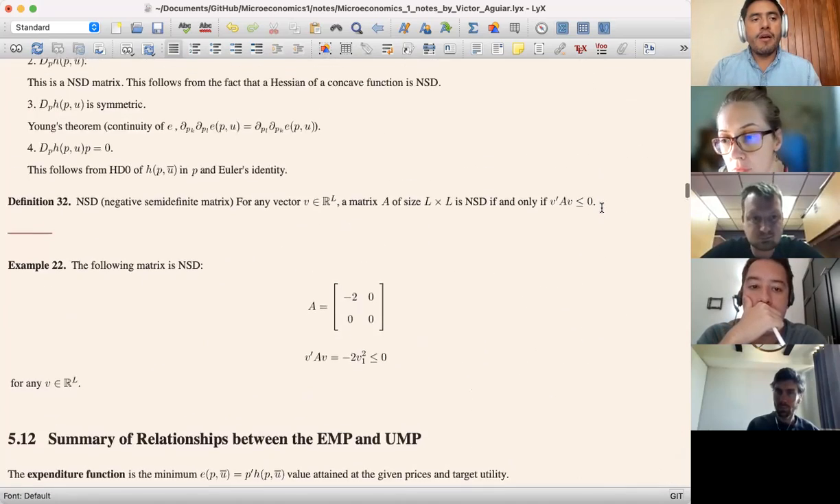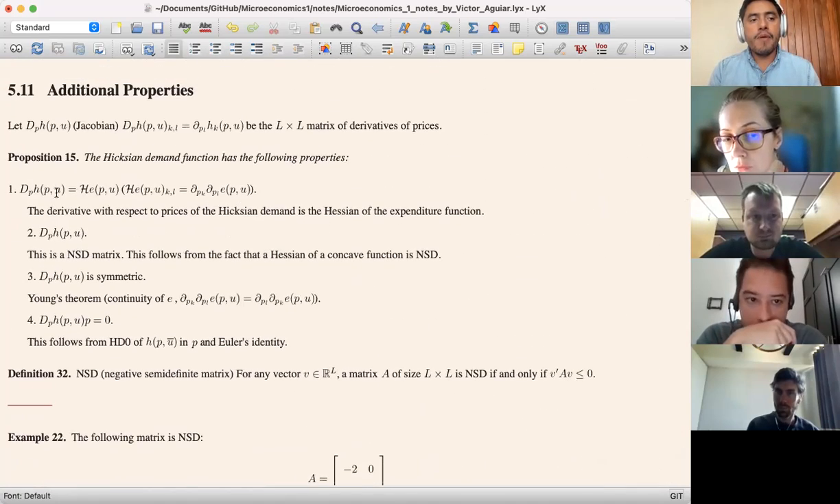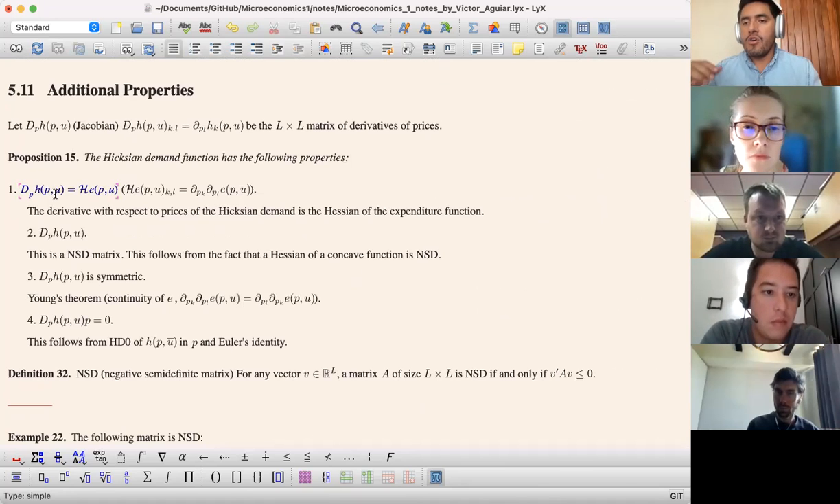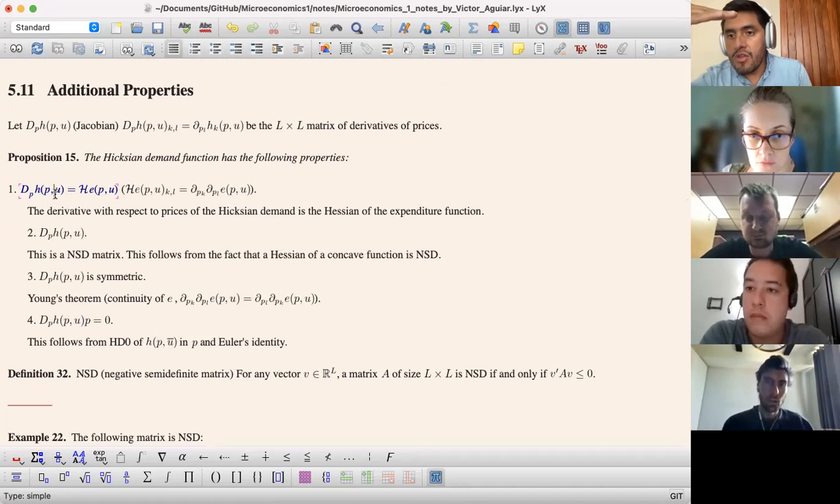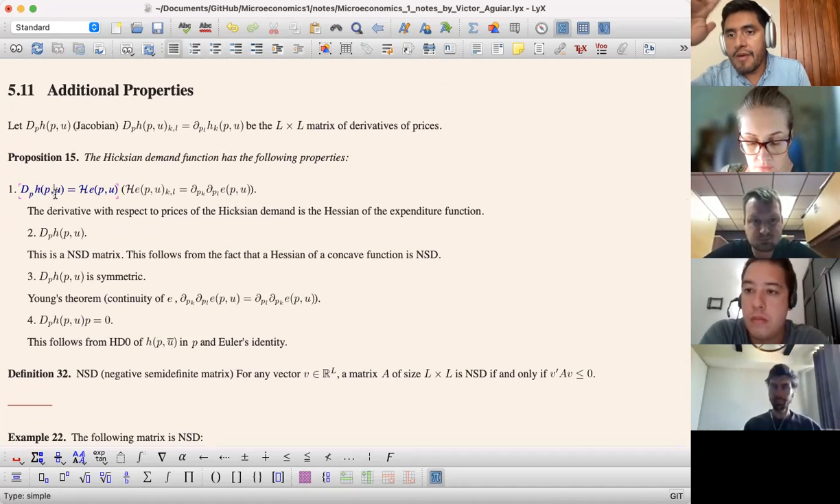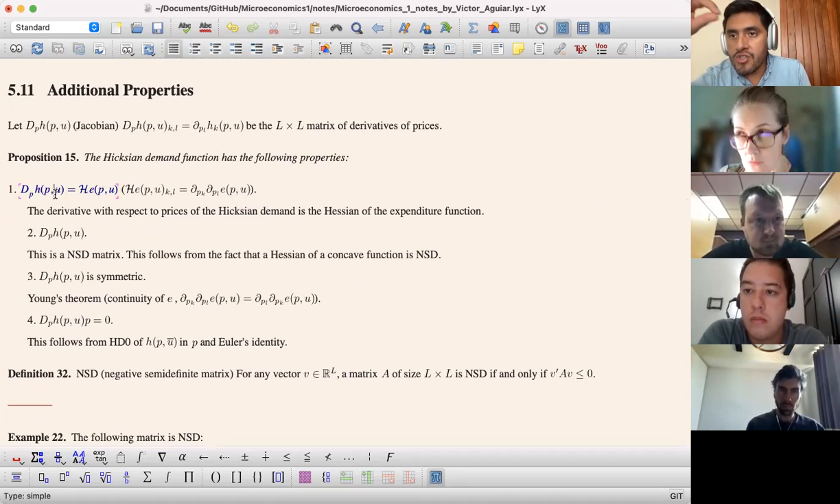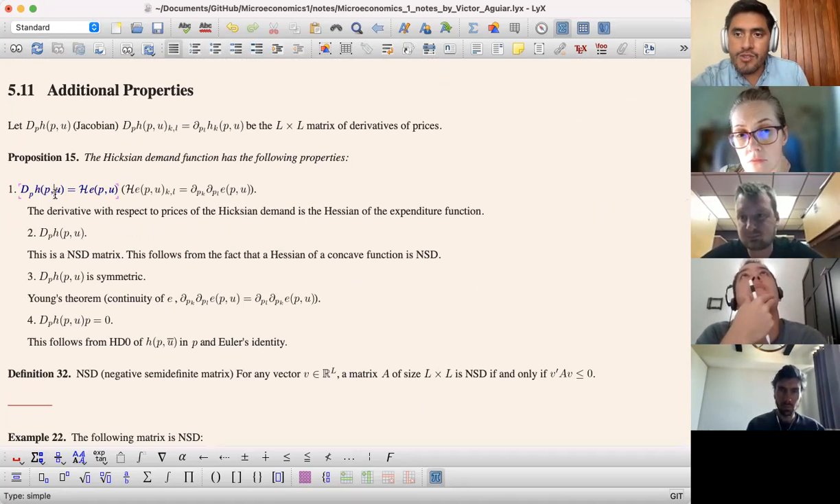And remember what's happening in the EMP. In the EMP, I'm fixing the utility. So what I'm essentially doing is fixing the level of target utility I want the consumer to achieve. And then I'm asking how the Hicksian demand will change in quantities with respect to changes in prices. And this is a cool analysis, right?